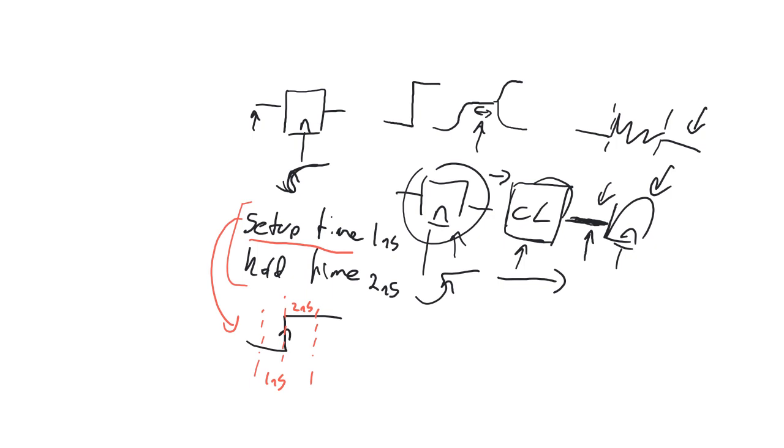Within this period, 1 nanosecond before, 2 nanoseconds after the rising edge of the clock, I must have the input to my flip-flop constant. If the input to my flip-flop is constant between the setup and hold times, then I'm guaranteed to avoid metastability. The flip-flop manufacturer has told me that in the datasheet.